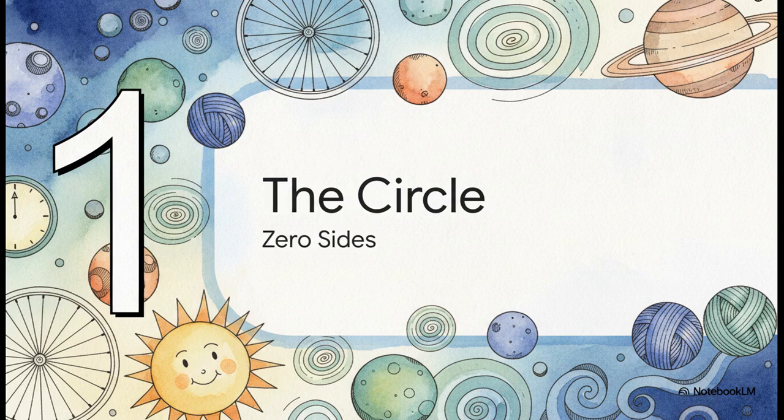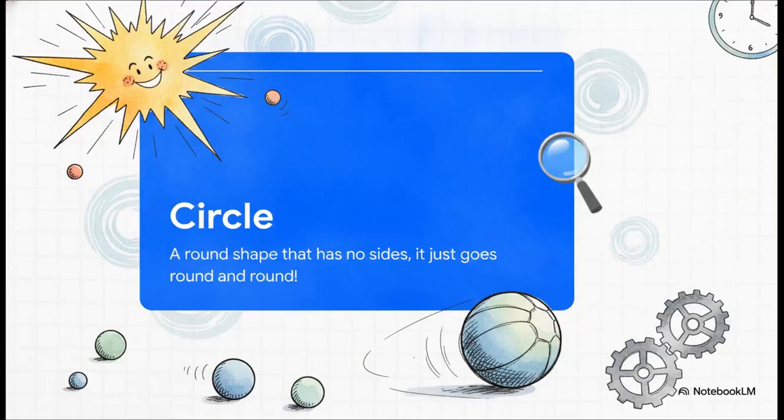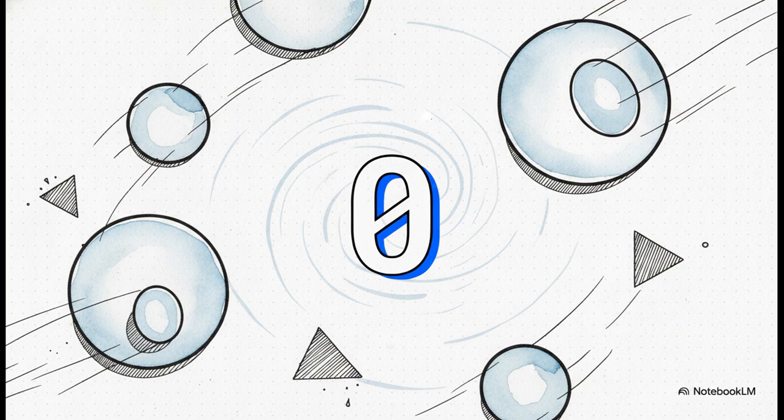Guests with zero sides. Our very first guest rolling into the party is the circle. Now, a circle is a shape that's completely round, with absolutely no sides. And that lack of sides, that's exactly what allows it to effortlessly go round and round, rolling across the floor just like a ball. The crucial point here is the number 0. A circle has exactly 0 sides and 0 corners.